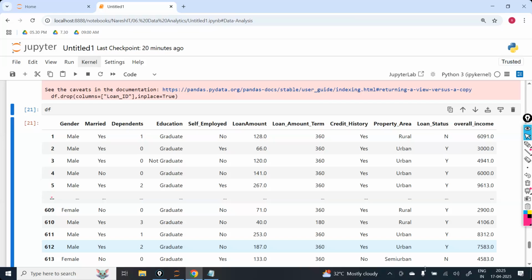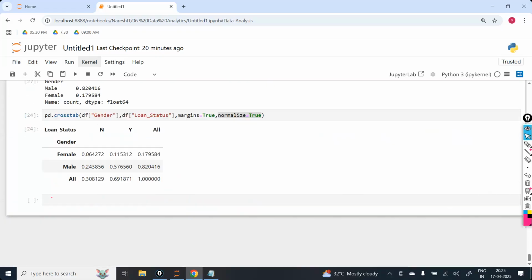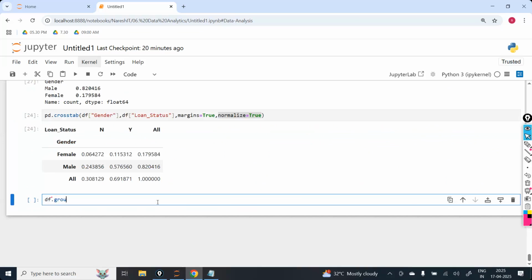Next, for example, I have the loan amount. It is a continuous variable. Loan status is discrete. Since there is one continuous and one discrete variable, I'm applying the group by function, that is df group by loan status.